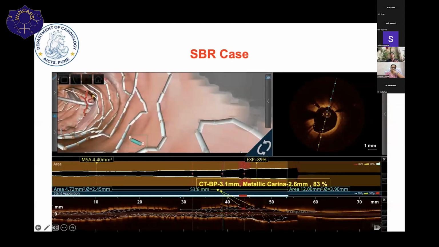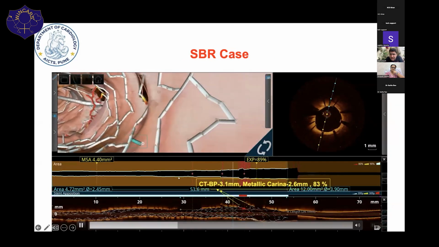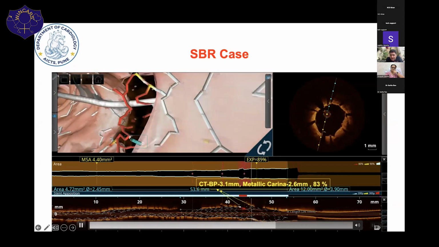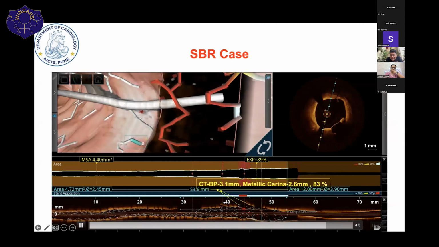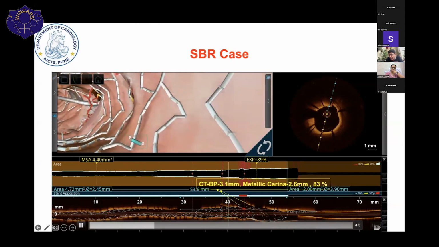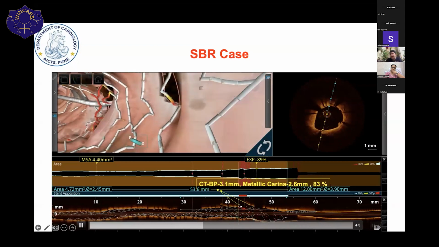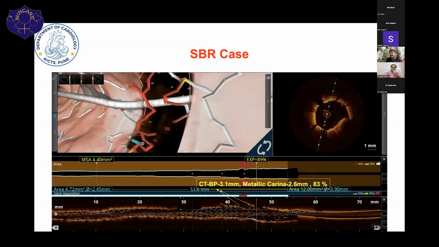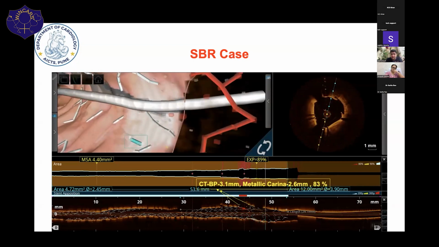When we analyzed the index OCT, we found that, if you see the L mode, there was a significant amount of neometallic carina. The CTBP length here was 3.1, but the length of the neometallic carina was 2.6. So after final kissing balloon inflation, we left this much stent, causing iatrogenic side branch stenosis.